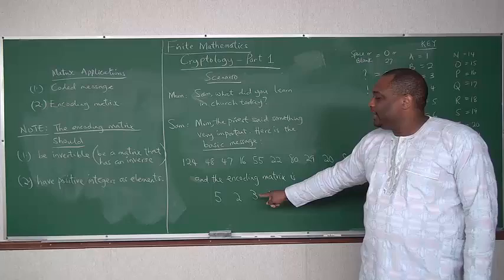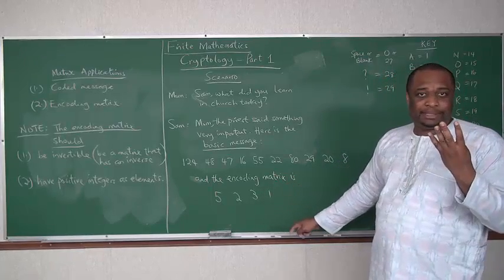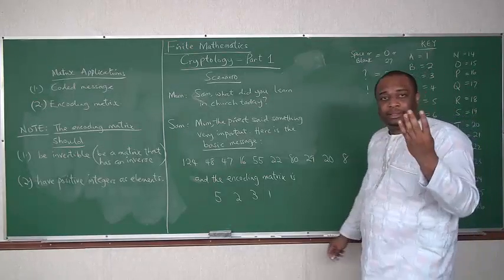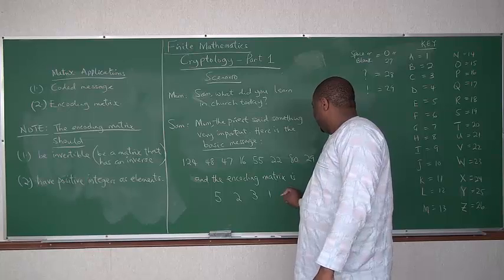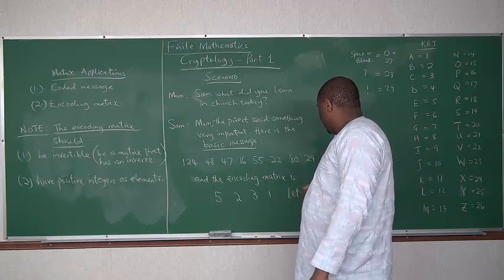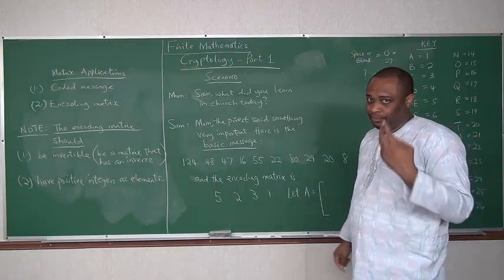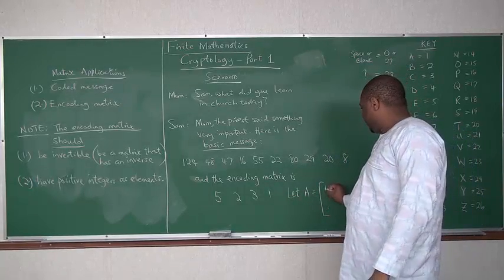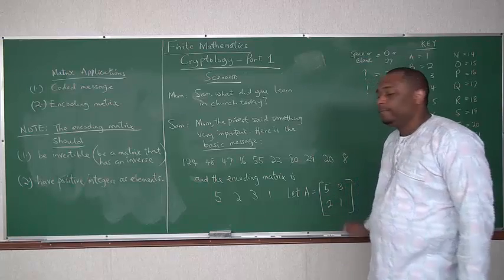So, what kind of a square matrix is this? You only have 4 elements, right? So you just say, okay, let this be A. Let matrix A be this. Because it is only 4 elements, it is a 2 by 2 matrix. This is now 5, 2, 3, 1.